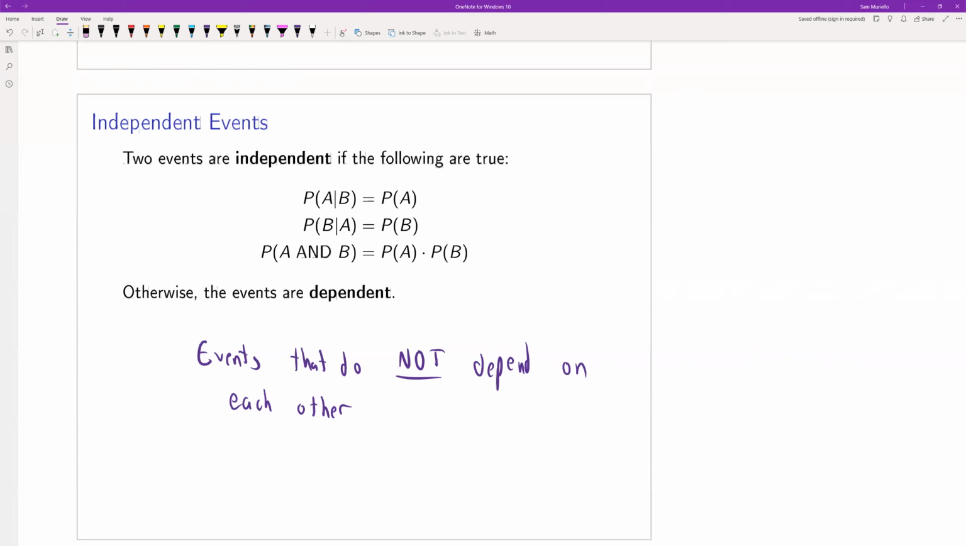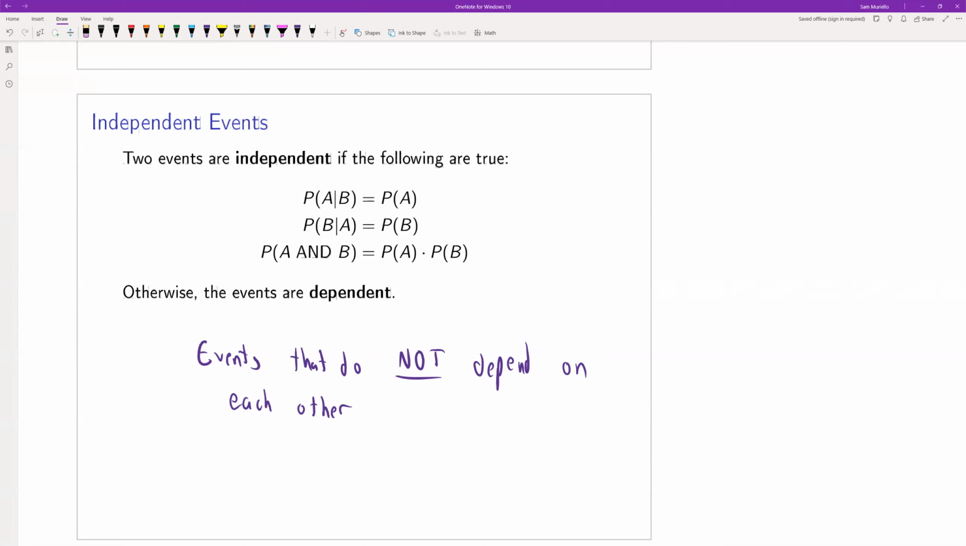The probability of A given B or B given A is just the same as the probability of one event not considering the other, because A doesn't depend on B. So the probability of A, given that I know that B happened, is exactly the same as the probability of A if I know nothing at all about B, and vice versa. And what this gives us is this very cool piece of math.